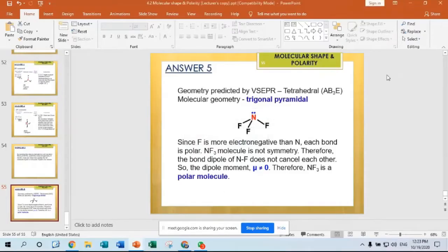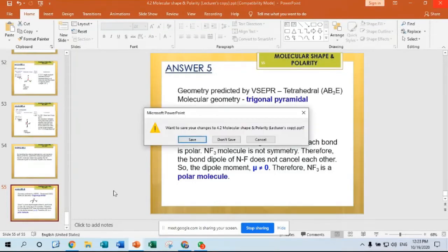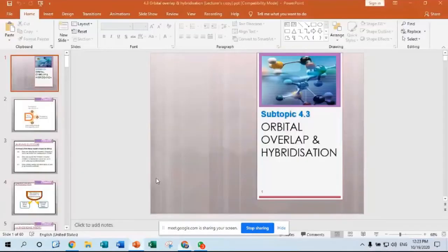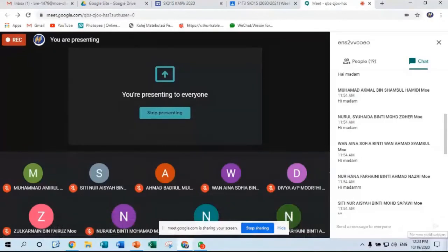Okay. So that's all for polarity. Any question do you want to ask before I proceed for the orbital overlap and hybridization? Ada soalan nak tanya? Haikal.